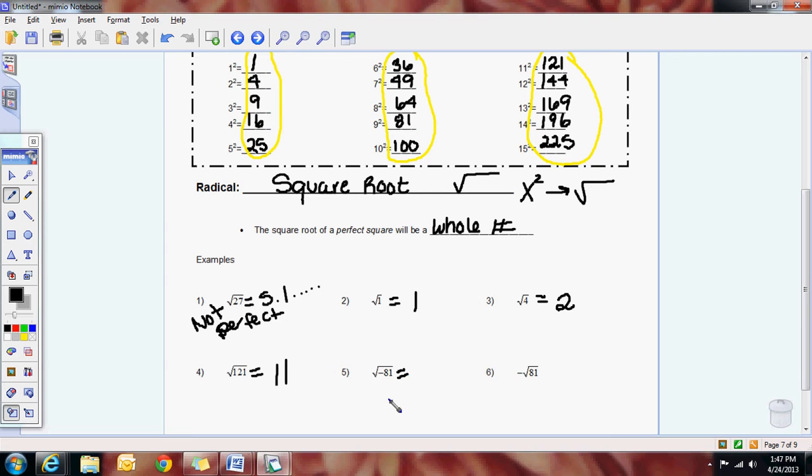Now this is where things get a little out of hand. See this little guy right here? You can't have a negative underneath a square root symbol. So there is no answer to that problem because you can't have a negative on the inside. This one, the negative's on the outside. That's okay. So what we're going to do is the square root of 81. Well, 81 is a perfect square. Square root of 81 is 9. And since that negative is on the outside, we're going to leave that on the outside.